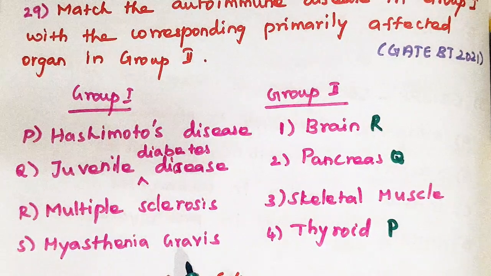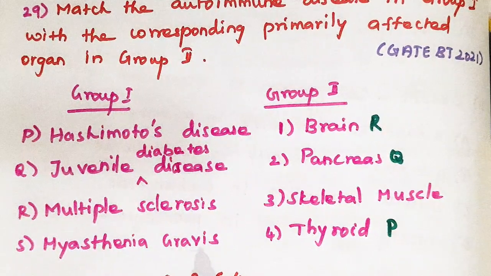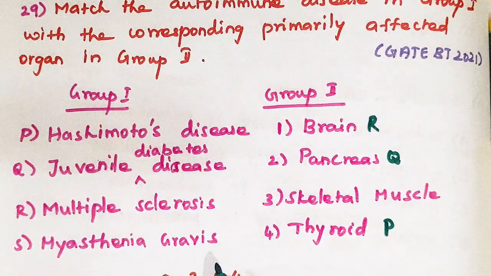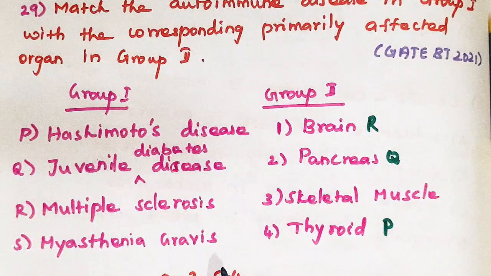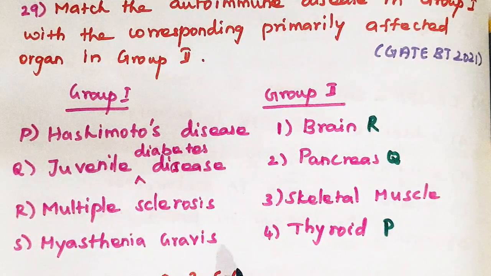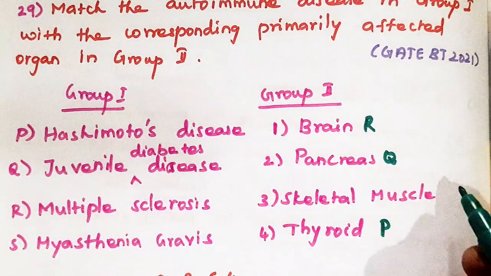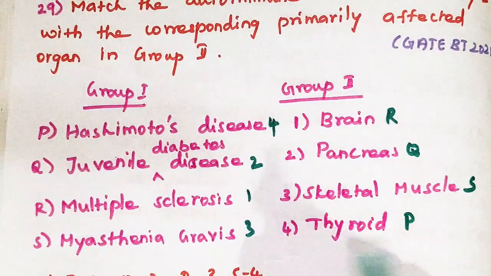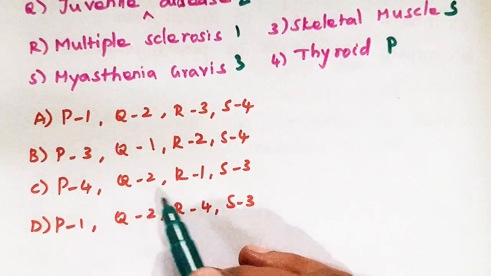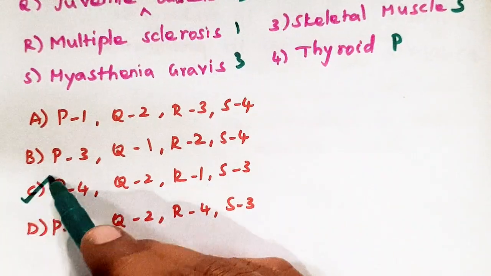Myasthenia gravis is a chronic neuromuscular disease that causes weakness in the voluntary muscles. Voluntary muscles include muscles that connect to a person's bones, muscles in the face, throat and diaphragm. So it affects skeletal muscles. So 4213. 4213. Option C is correct.